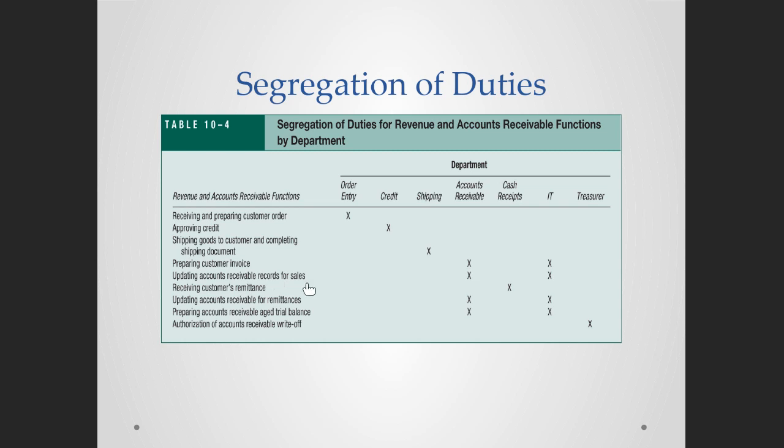Updating accounts receivable for sales, so debiting accounts receivable and crediting sales, is done by the accounts receivable department, and it's usually done in accounting software, so IT is also involved. Receiving customer remittance, so receiving the actual amount of cash from the customer, is done by the cash receipts department. The cash receipts department is responsible for that.